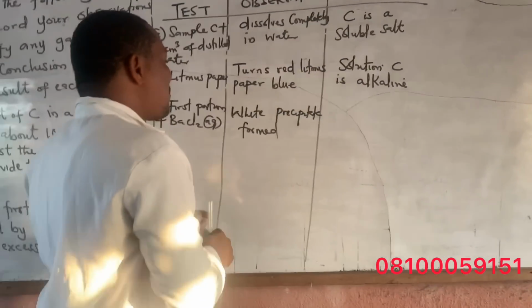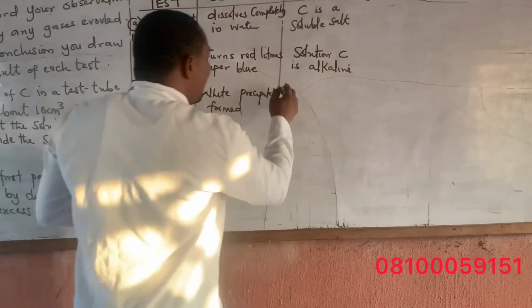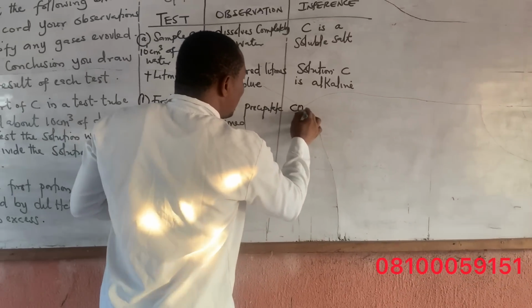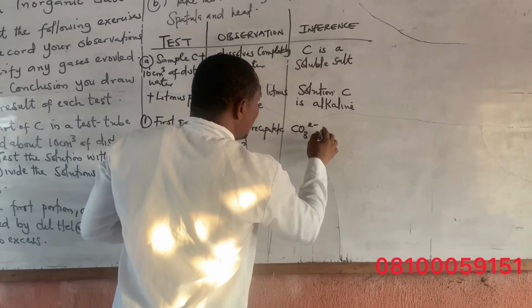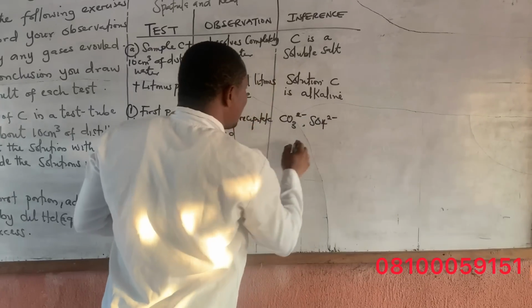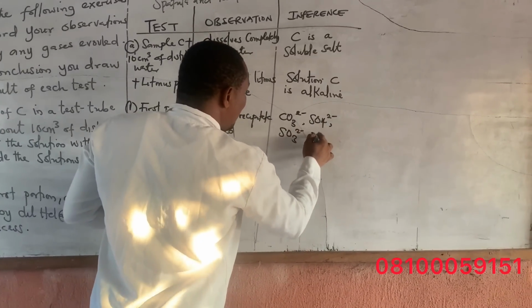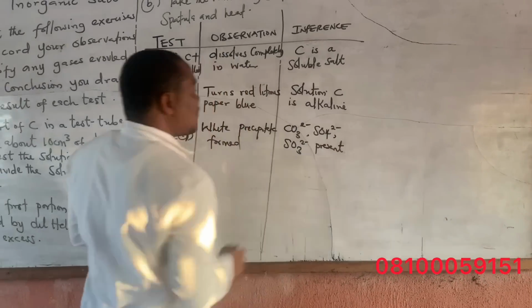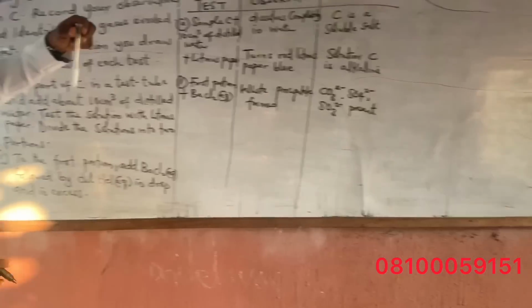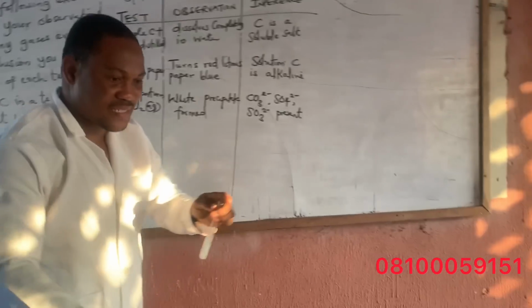So if a white precipitate is formed when you use barium chloride, you have CO3 2 minus, okay, SO4 2 minus, and what? SO3 2 minus present. These are the radicals that could be present if this is formed. But they said something there. They said followed by dilute HCl in drop and in excess.